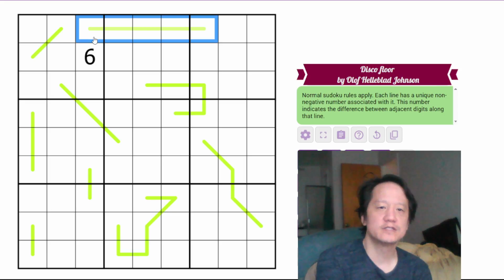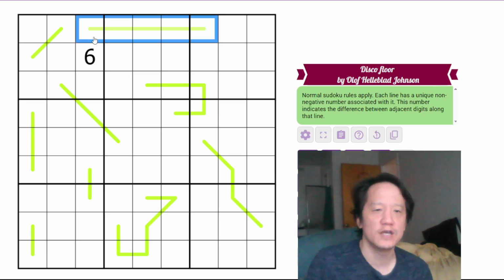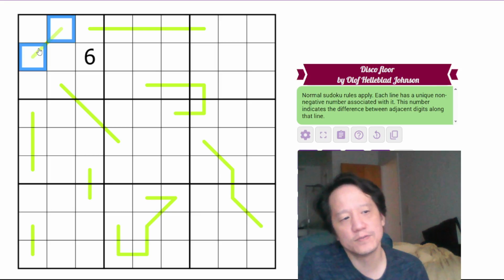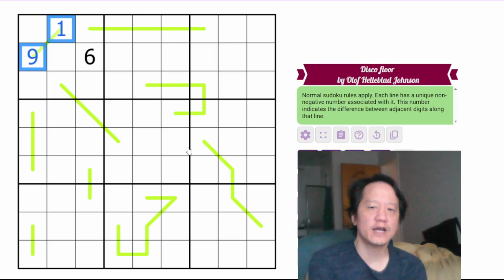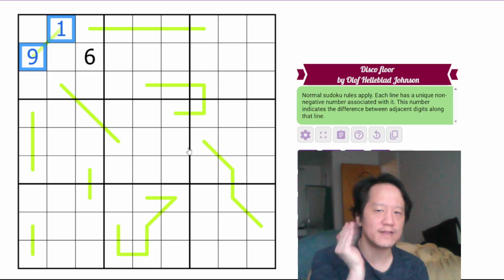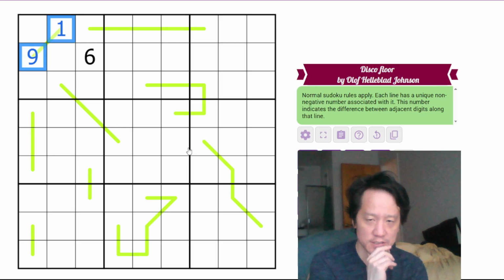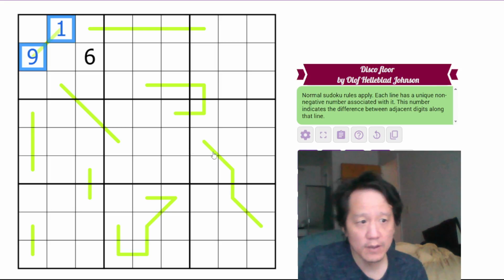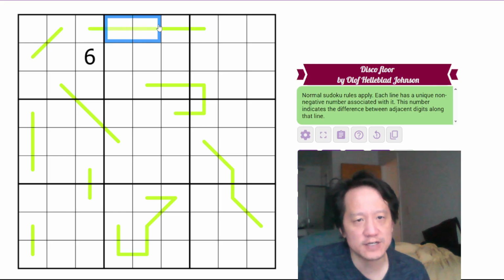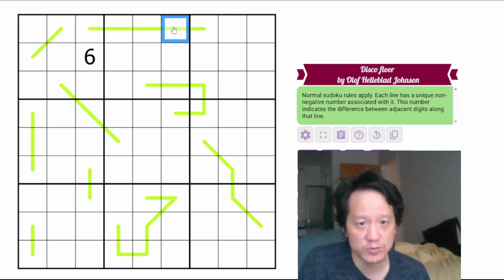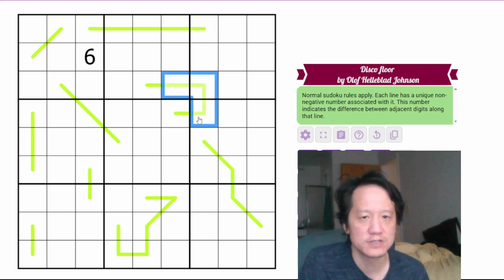So that means for each of these, say this difference was an 8, then this would have to be 1 and 9 in some order, right? But each line has, so that number indicates the difference between adjacent digits. So these would have to be the same difference as this, which would be the same difference as this, which would be the same difference as that, etc., etc.